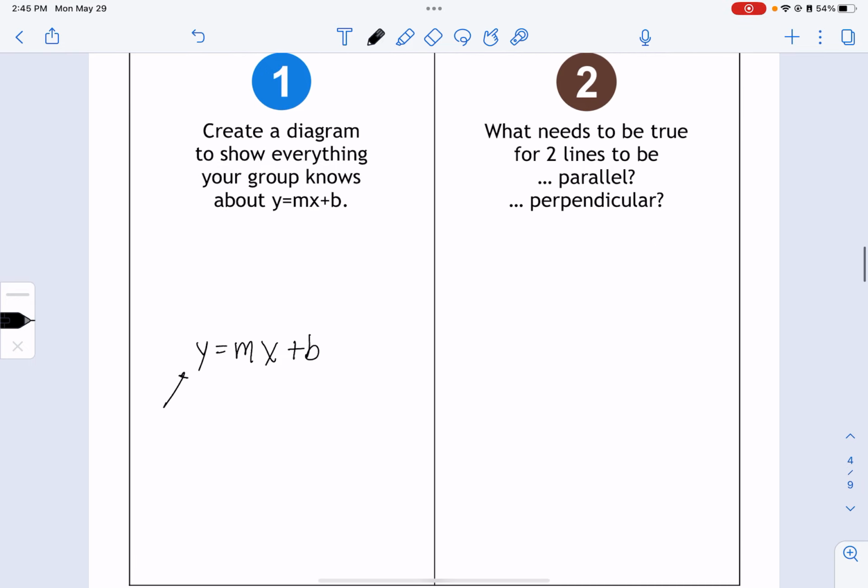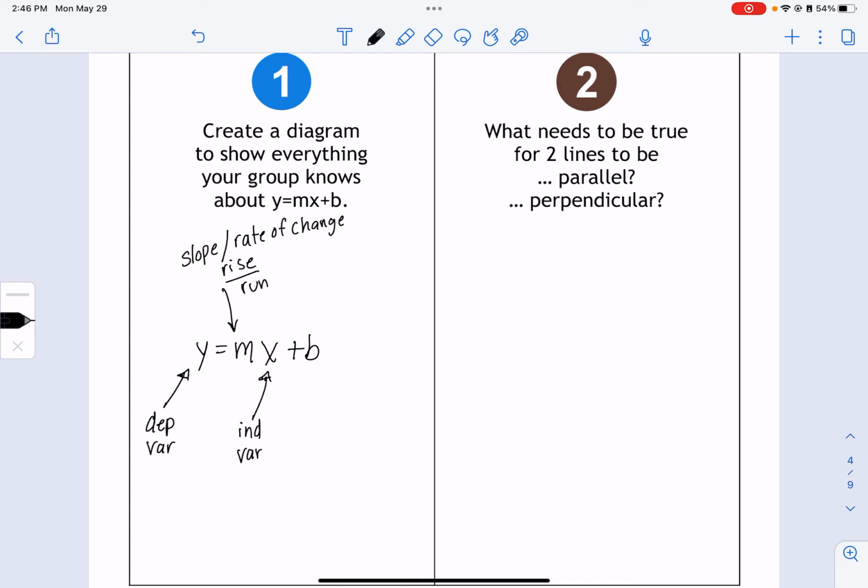Y is your dependent variable. Y depends on x, which is your independent variable. M is your slope, also known as your rate of change. It also comes in the form rise over run. What else do we know about slope?